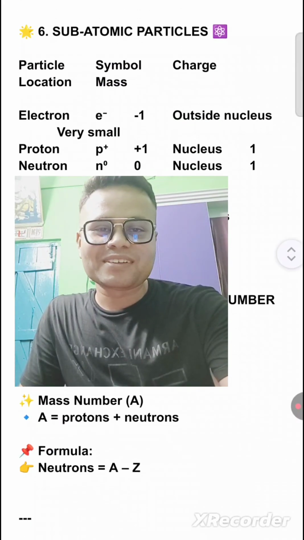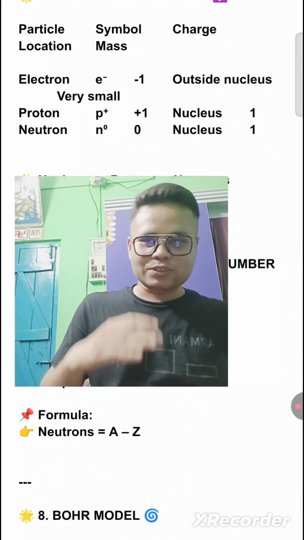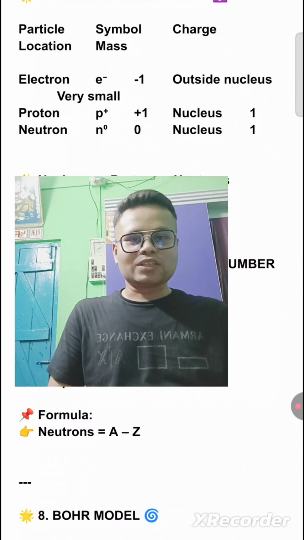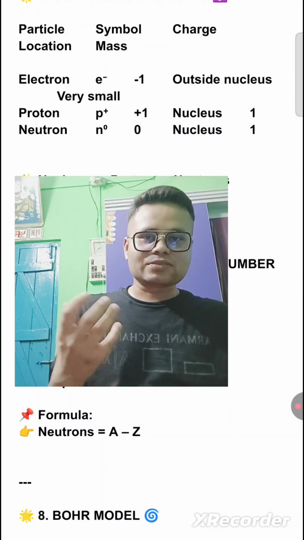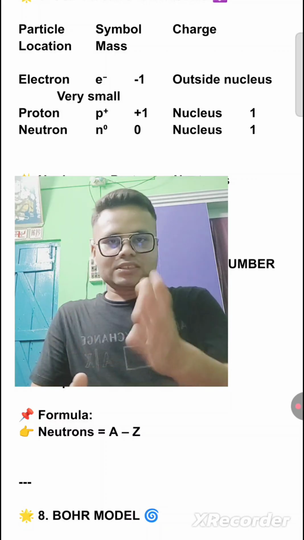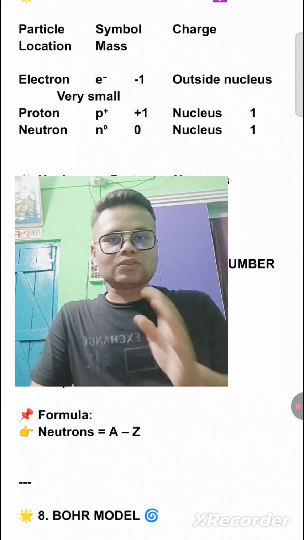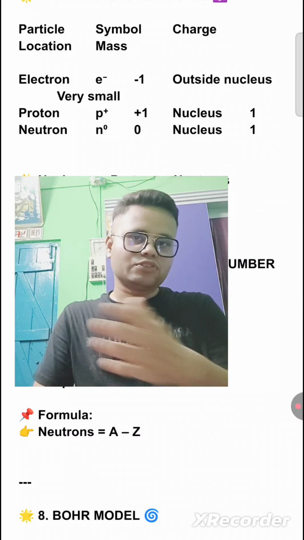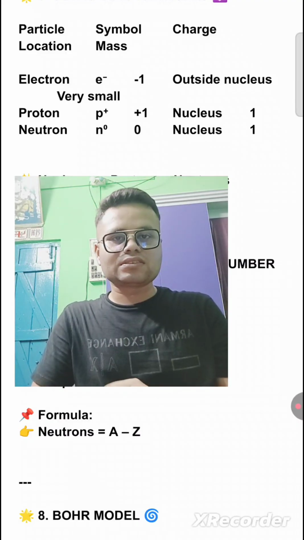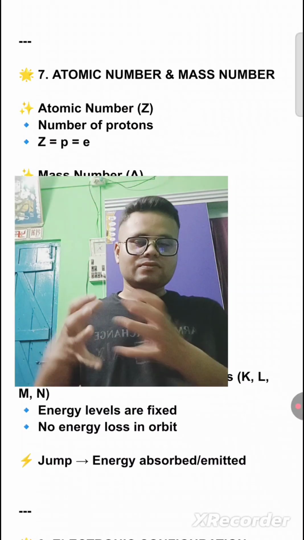Next, subatomic particles. If you're talking about subatomic particles, these are the electron, proton, and neutron, denoted by e⁻, p⁺, n⁰, with charges -1, +1, 0, and their positions are outside the nucleus, and in the nucleus.